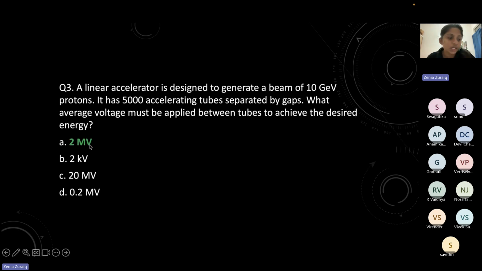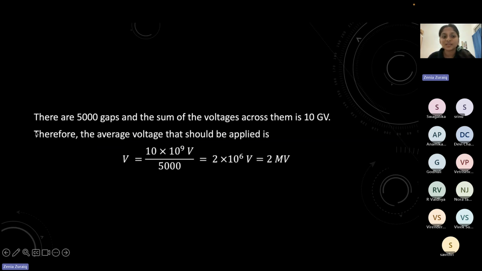Okay, so the answer is A. The others, please check. As I said, this is such a question that even if you don't know any nuclear physics or what is an accelerator, you should be able to do it. So, basically, we have 5,000 gaps, and we know that we finally need 10 gigavolts. So, the average voltage we need is just the division of both of them, right? So, that is how you have to solve this. It is a direct question, and again, you don't really need any nuclear physics here.